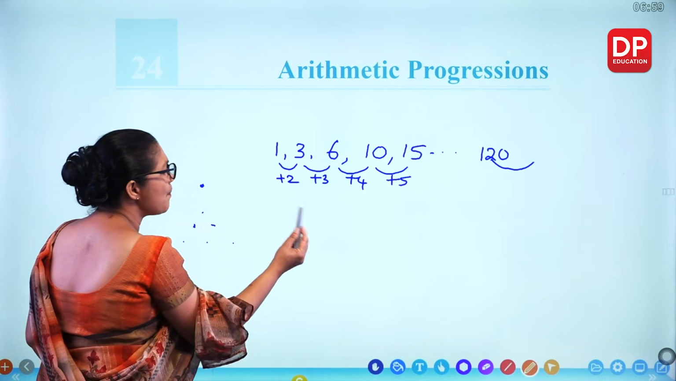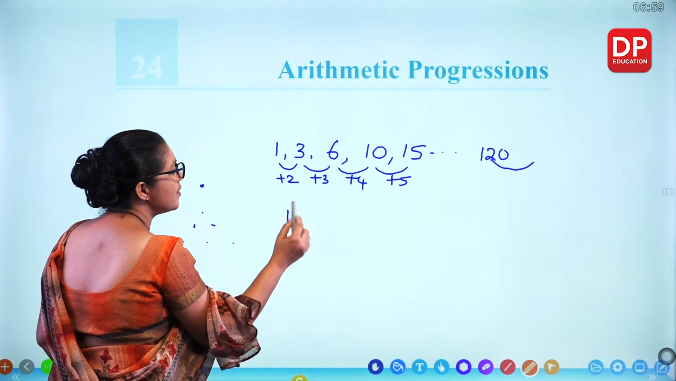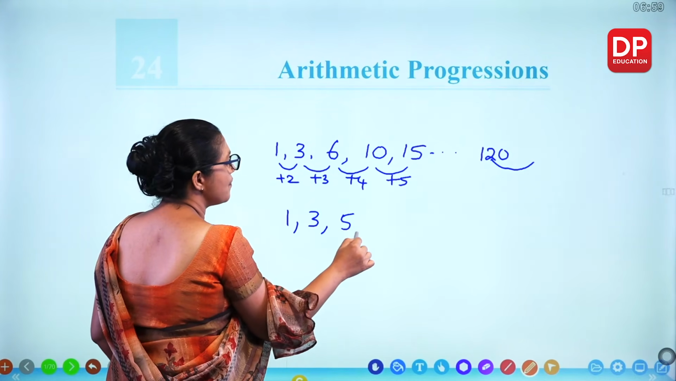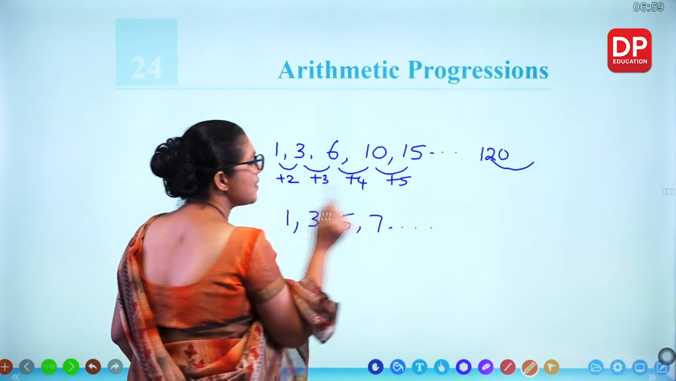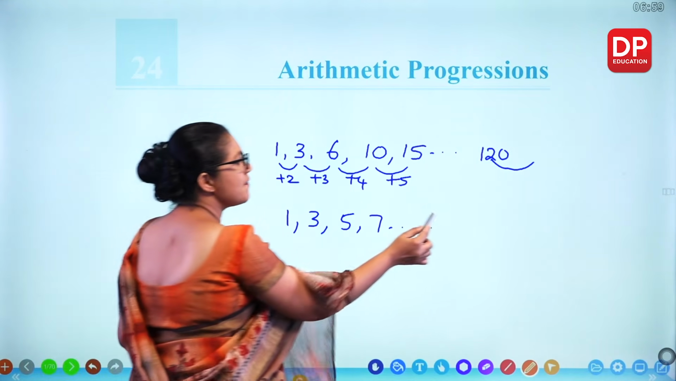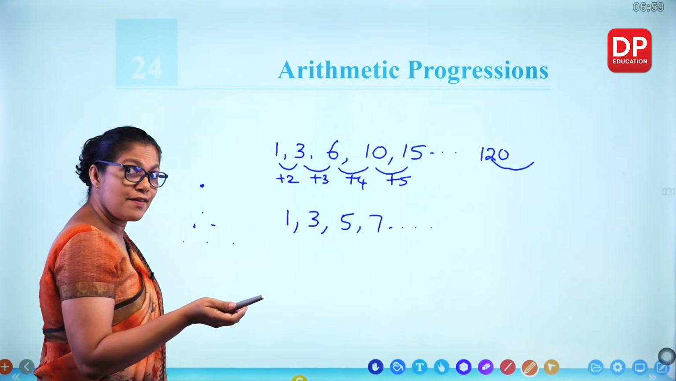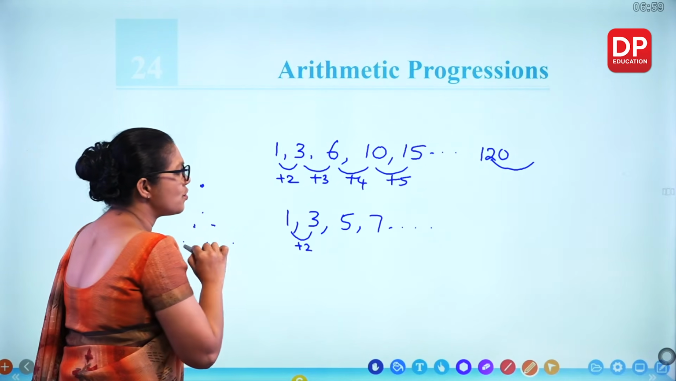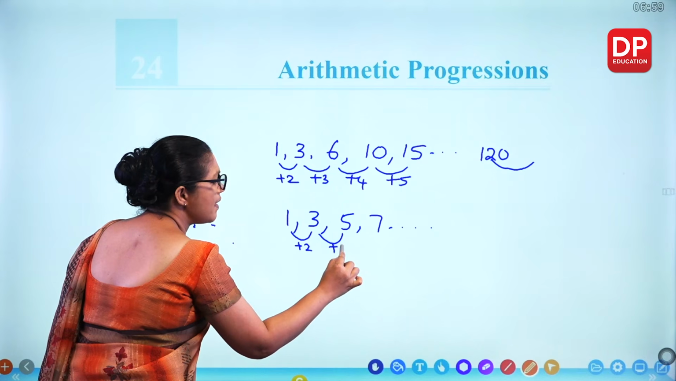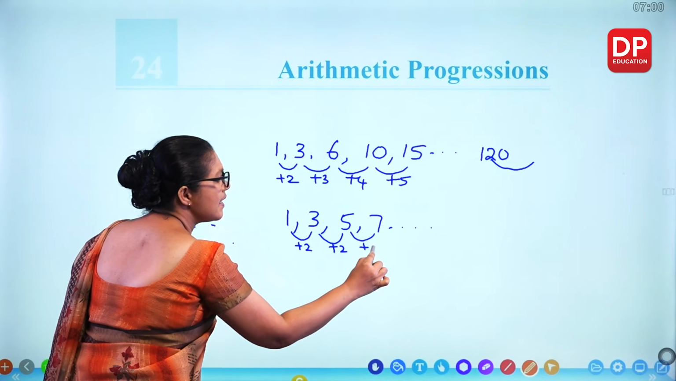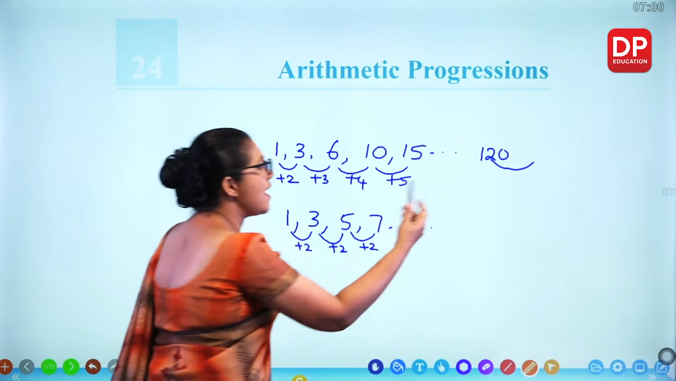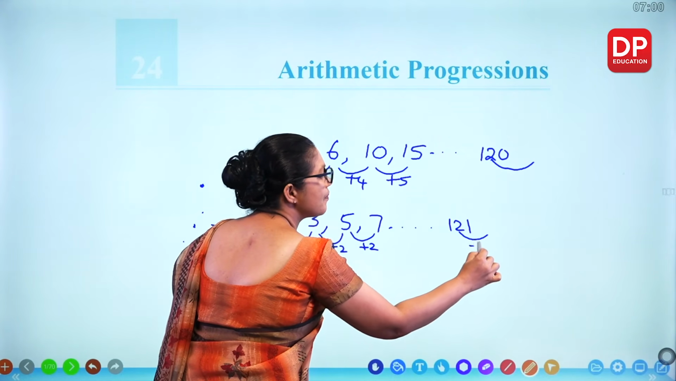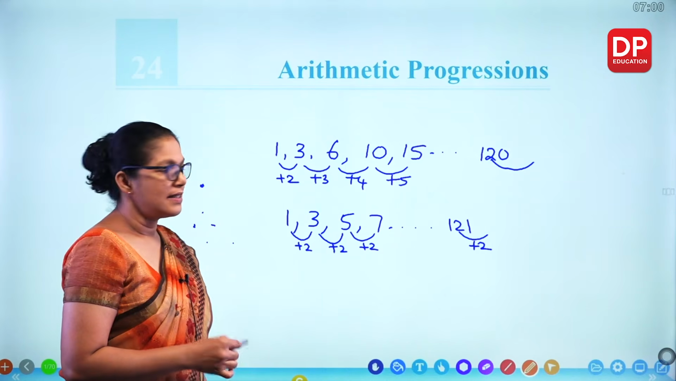But when you take something like this, 1, 3, 5, 7, and if I give another term, can you find out the next one? Here we can, because when you add 2 to the previous term, you get the next term. So if I give any term, 121, what's the next term? Adding 2 to that.